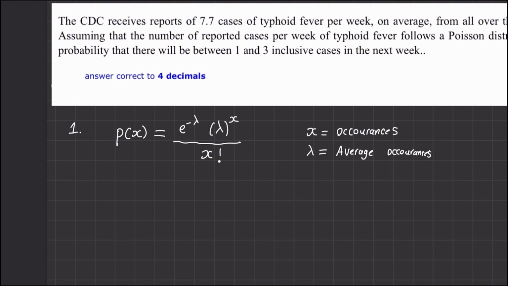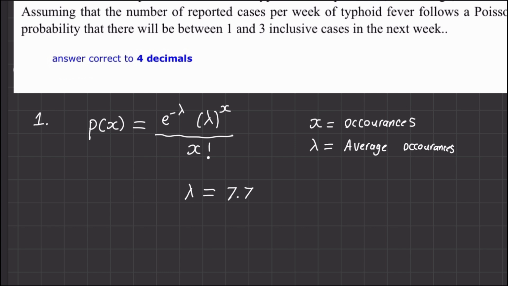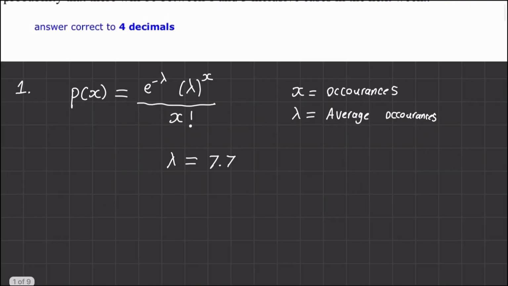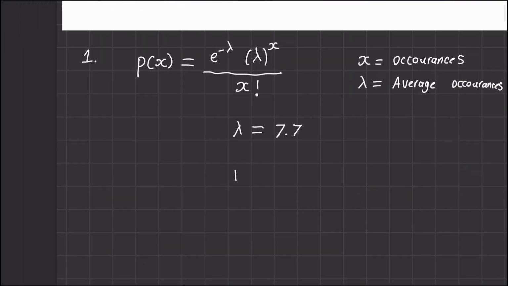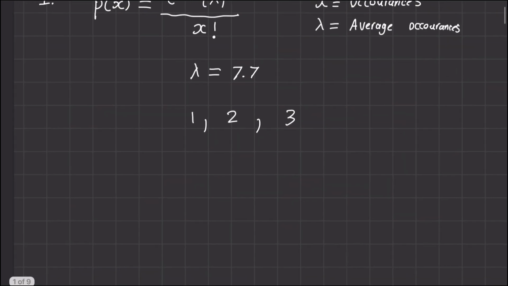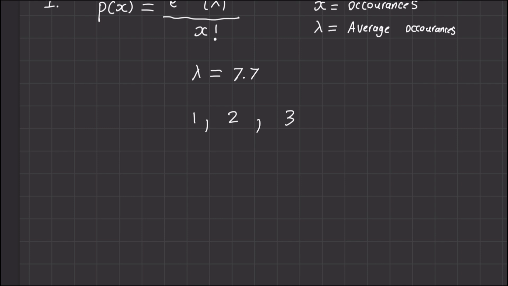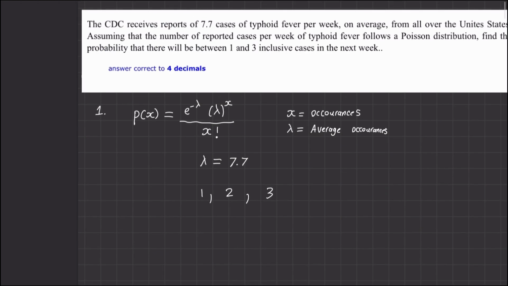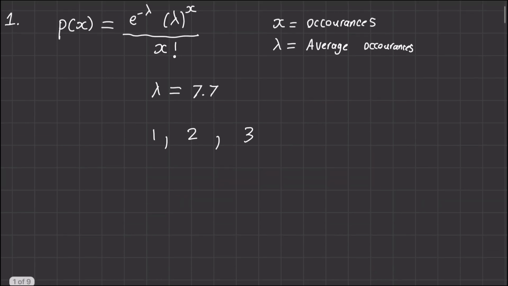If we look back at the question, our average cases, or lambda, is equal to 7.7, and our occurrences are between 1 and 3. So what we will need to do is take this formula and add it together 3 times for 1, 2, and 3 events occurring. First, we start off with 1. So what is the probability that one person will be brought in with a case in the next week?